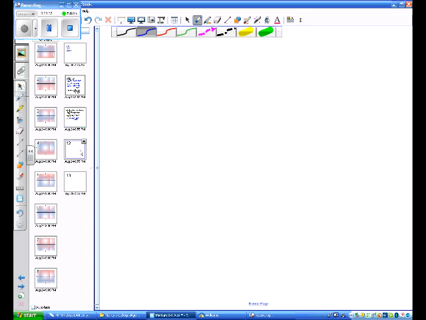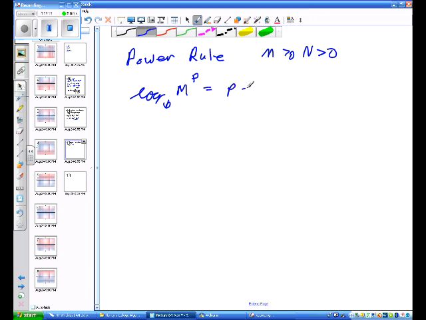And so we can do some simplification with these. The third rule that we have with our logarithms is called the power rule, which deals with when we raise to powers. Again, m is greater than 0, n is greater than 0. So the log base b of m raised to a power, we'll just call it p. Now let's think back to our exponent rules, because logarithms are equal to exponents. When you raise to powers, you multiply the exponents. So this is going to be equal to the power times the log.